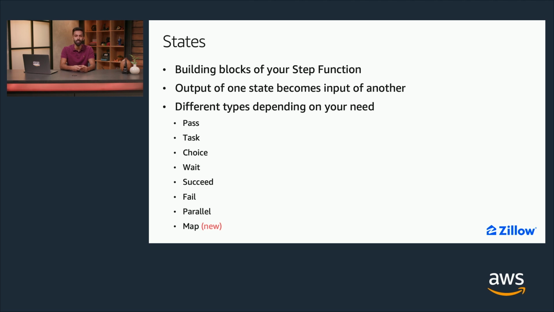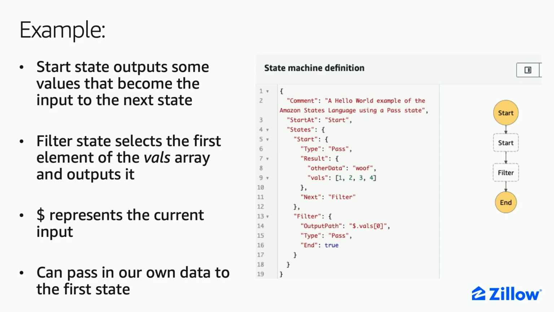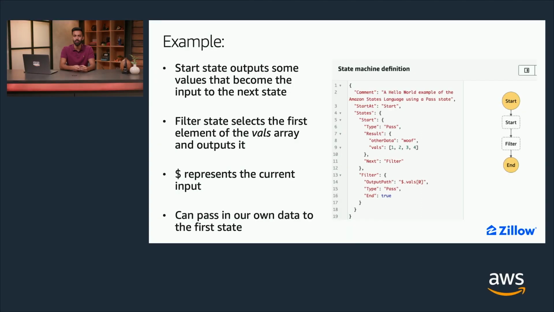So let's walk through that example definition from earlier. In this example, you can see the start state that is going to output some data. In this case, it's outputting an array under the key vals. The next state is a filter state, which takes that vals array as its input and filters out the first element of that array. Once that output is complete, it will end the step function, and the final result from the step function would be output.